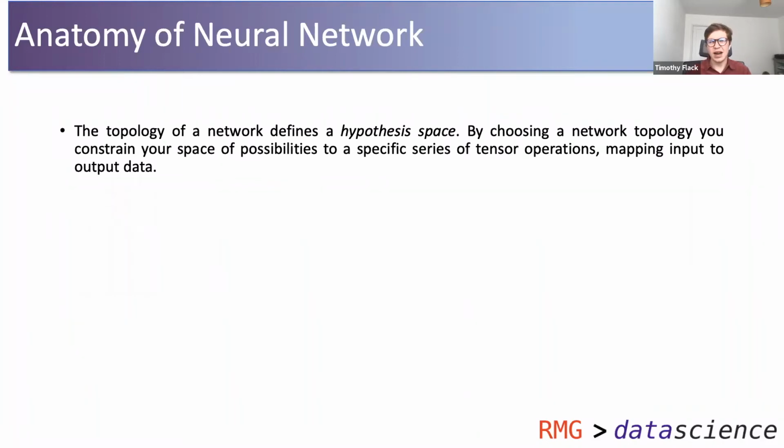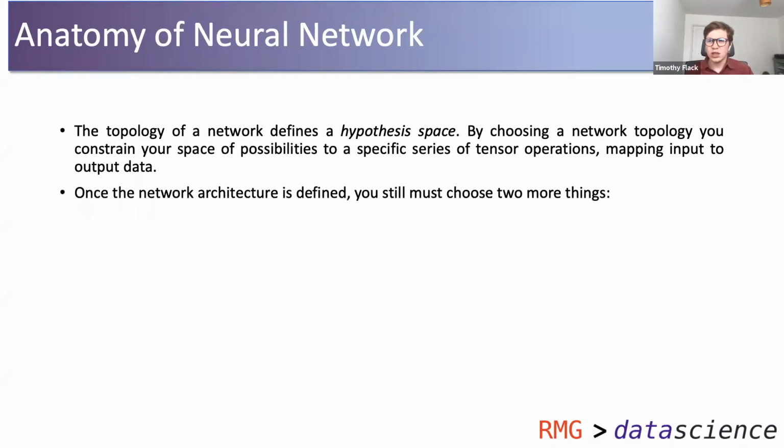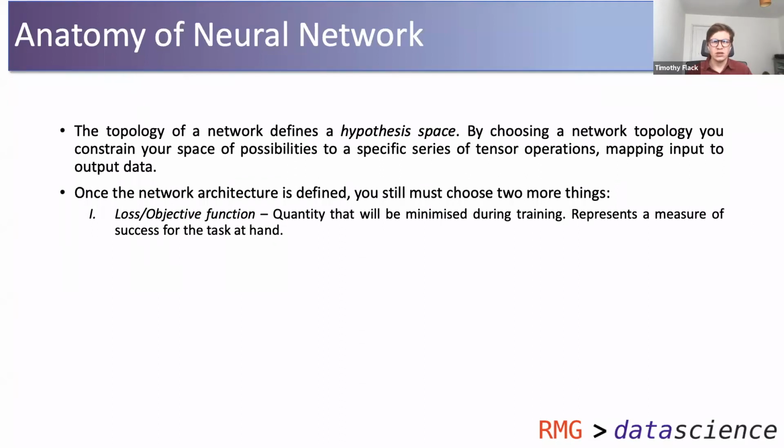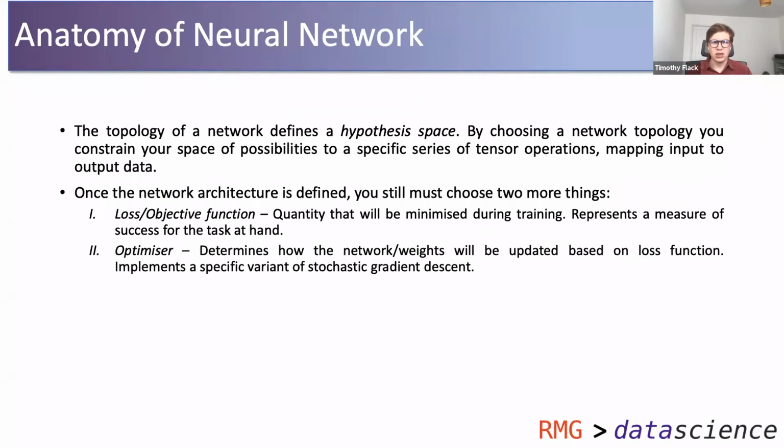So picking the right network architecture is more of an art than a science, and that's something that you will develop with experience. There are some loose rules to follow, which we won't go over, but the reading that we suggest at the end of the presentation will cover this very well. Once the network is defined, you still have to choose two more things. You have to choose your loss/objective function, and then you have to choose your optimizer, and then you're ready to go.